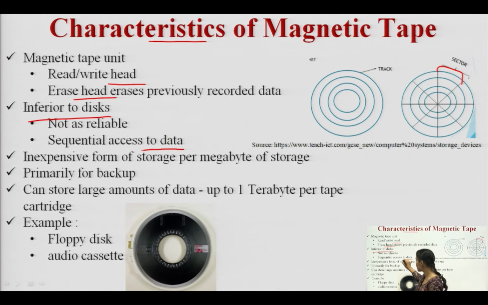This magnetic tape is inferior to disk because it is not as reliable, and secondly it gives us sequential access to data. We cannot move directly to any data, we have to move in a sequential manner. The most common advantage is that it is an inexpensive form of storage for data or programs, and a large amount of data can be stored. Primarily it is used for storing backups, and it can store up to 1 terabyte per tape. Examples are floppy disks, or audio cassettes that we have seen in our childhood.